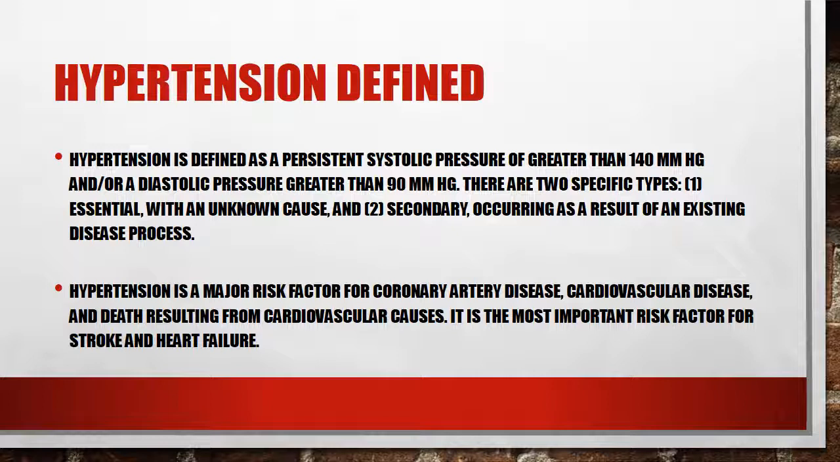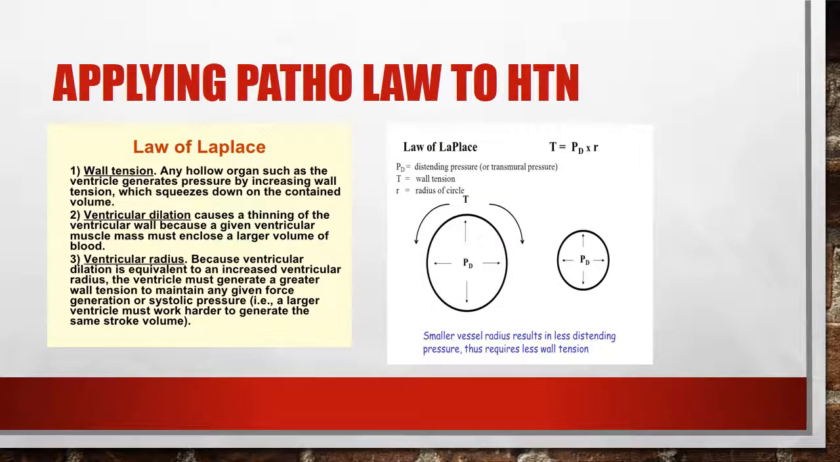And so we know that there is primary and essential, which we don't know what causes that. Sometimes you might hear that defined as idiopathic. And then we have the secondary, which is a result of an existing disease process. And so we're going to do everything we can to prevent heart attack and stroke. And so that's why we will be talking about that in both pathophysiology and pharmacology.